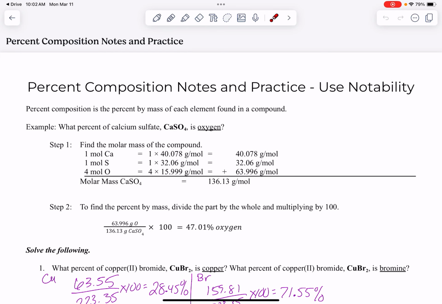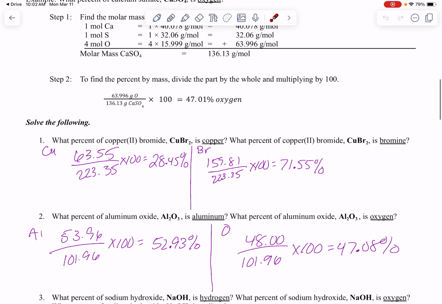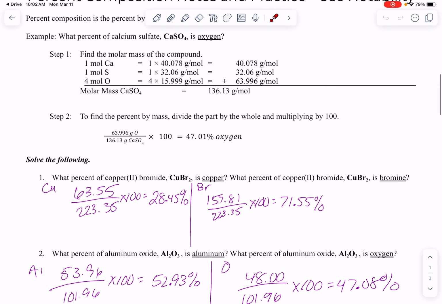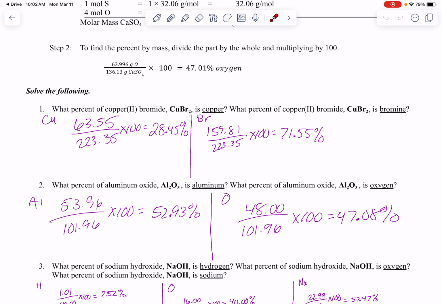Percent composition. This we did a lab on when we dehydrated the hydrate, and then you also have these problems. There's definitely going to be a problem like this. You're taking the percentage part of a whole, so whatever part of the compound I'm looking for over the whole molar mass. Again, this is based in molar masses, so you might need the periodic table to figure out those individual molar masses. If we look at the first one, copper(II) bromide, it's asking how much of it is copper, what percent by mass is copper and what percent by mass is bromine.